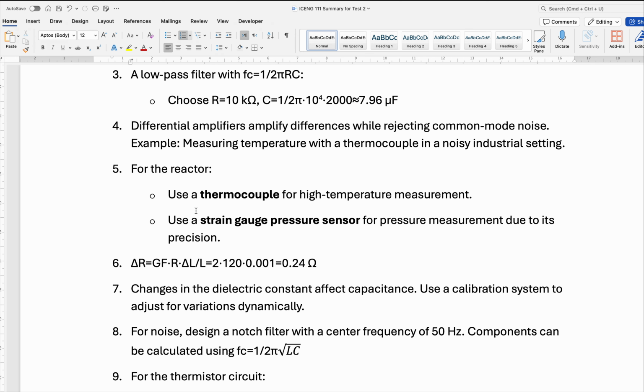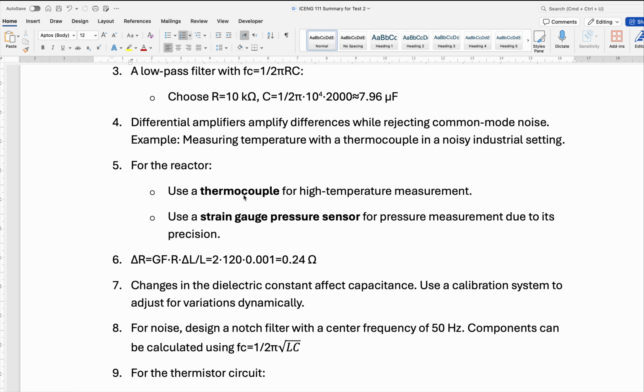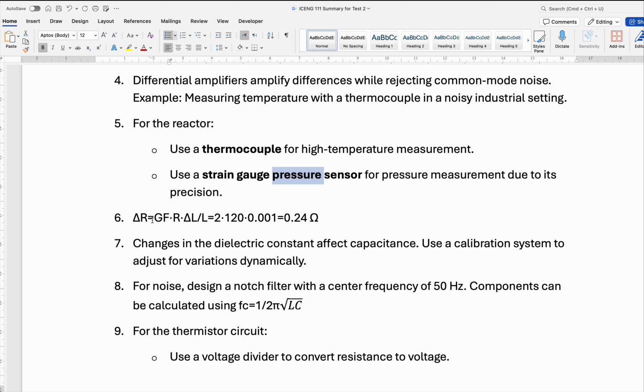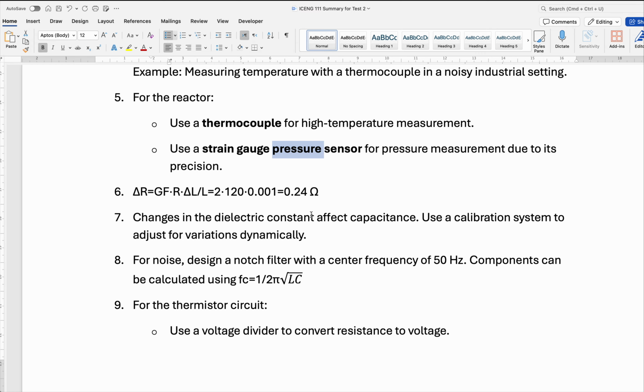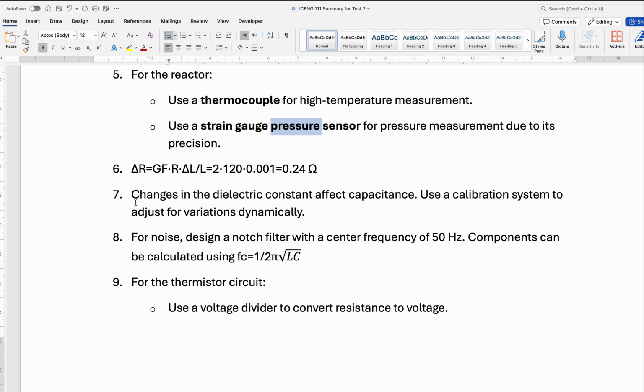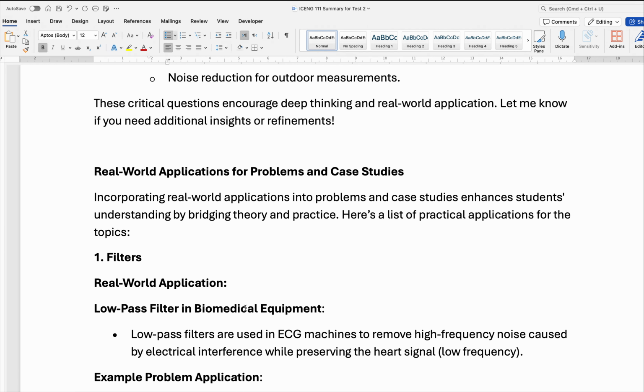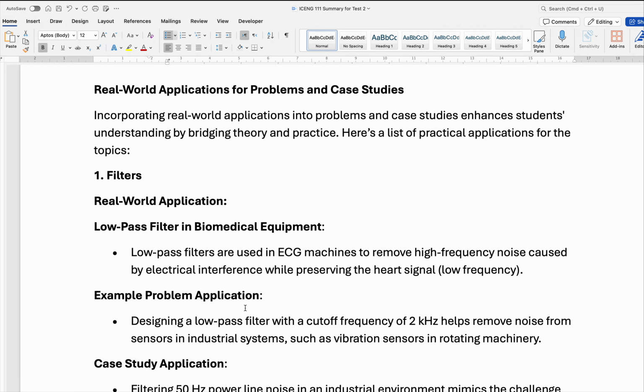Okay, for the answer for the reactor, which is more suitable, we said thermocouple for very high temperature, but we don't have enough information. And we can have the strain gauge pressure sensor, where the resistance changes based on the strain that I have because of the pressure. This is the answer of the delta R, in which you just multiply all of them, 2.1%. You're going to have that change of delta R. For 7, I didn't go through the details, but you can go through the other critical questions that you need.